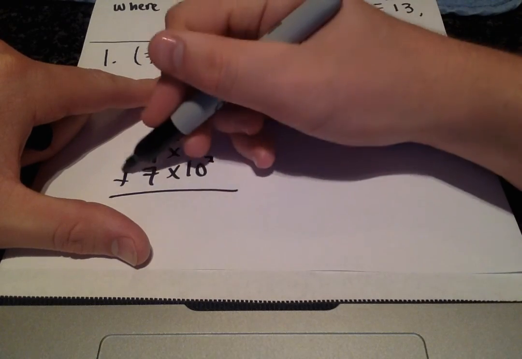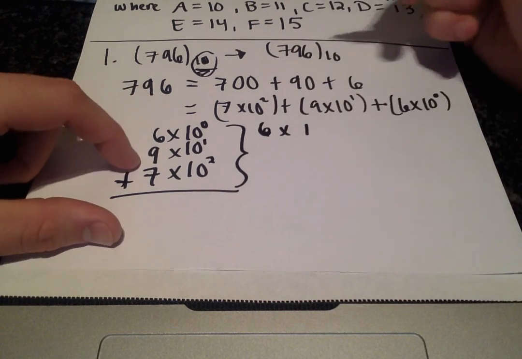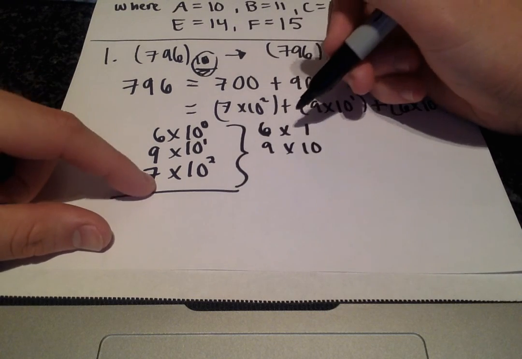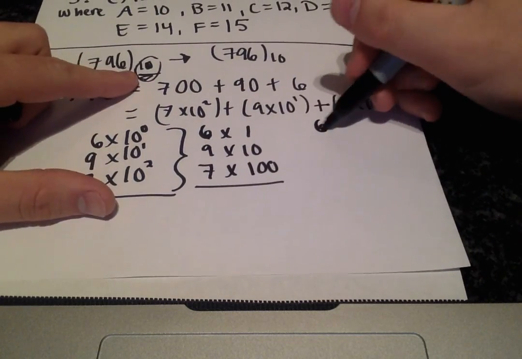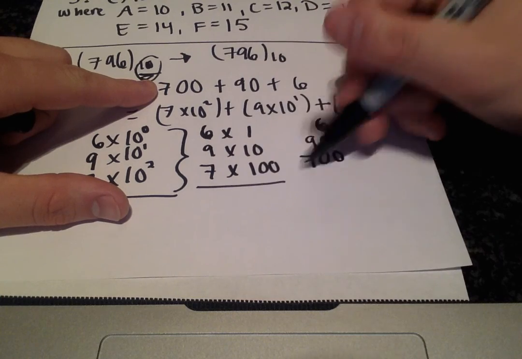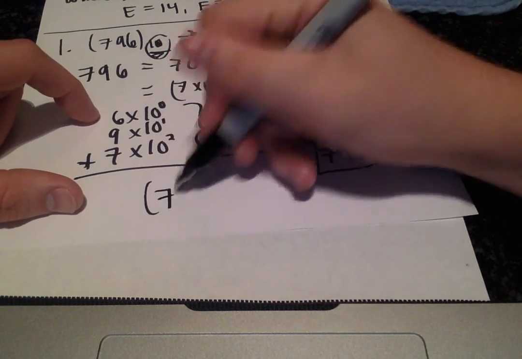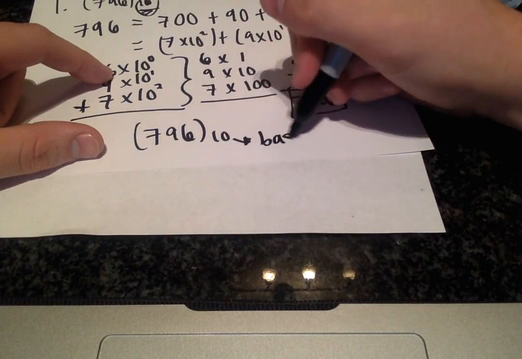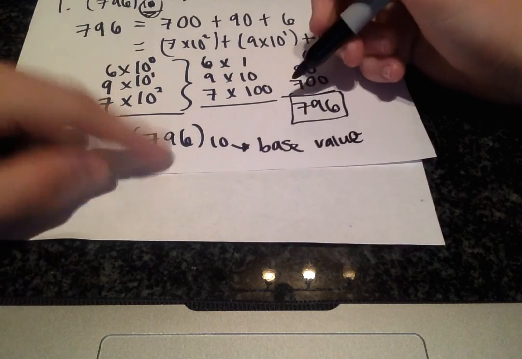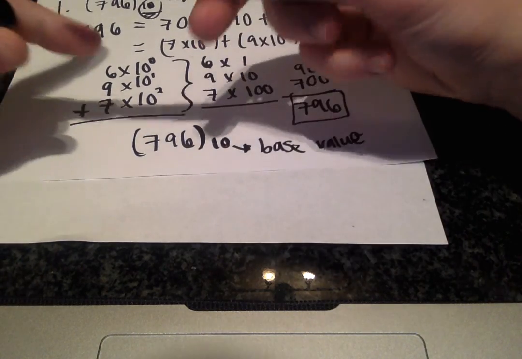And then we want to take the sum of all these terms. So 6 times 10 to the 0 is 6 times 1. 9 times 10 to the 1 is 9 times 10. 7 times 10 to the second power is 7 times 100, which gives us 6 plus 90 plus 700, or 796, just as you would expect. And the notation here I want to point out, whenever you write a number in parentheses and have the subscript, that is used to tell you the base value. So here, 796 is base 10 because it has parentheses and the subscript 10. That should have been relatively easy.